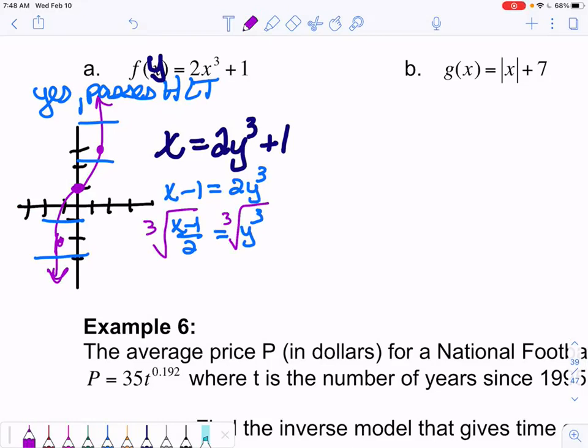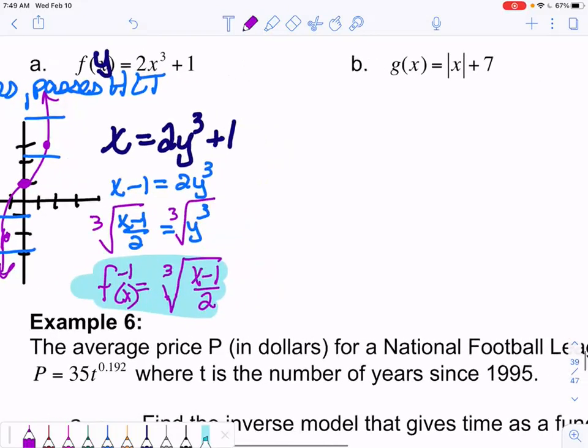So my function was f. Its inverse would be f inverse. The inverse of f is equal to the cube root of all of it, x minus 1 over 2. So the cube root of the entire fraction. This is my inverse function. And I know it's a function because the original graph passed the horizontal line test. Questions?